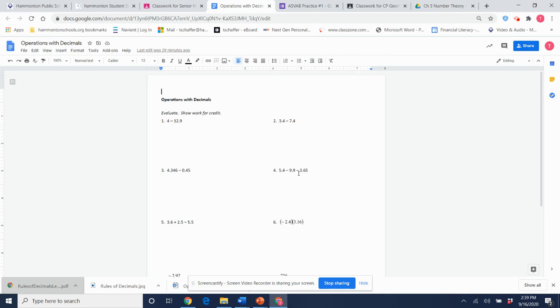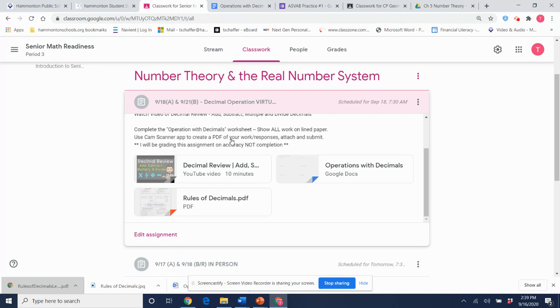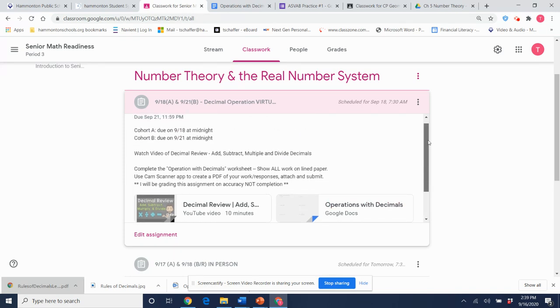I want to see you lining up the decimals when you're adding, subtracting, or writing the numbers correctly when you are multiplying and dividing. And if you go back and look at my directions in here, this does say that I will be grading this assignment on accuracy, not just completion. Okay, so I'm going to go through, I'm going to make sure that you have number 1 through 10 correct. So make sure you show all your work. Make sure I can see your final answer and I can grade it.